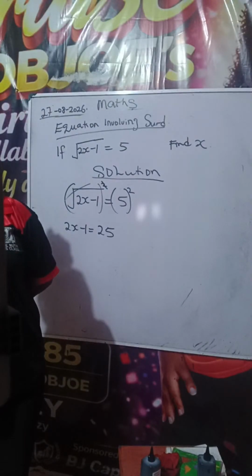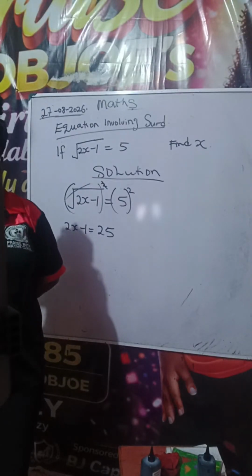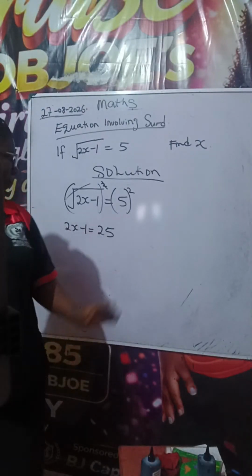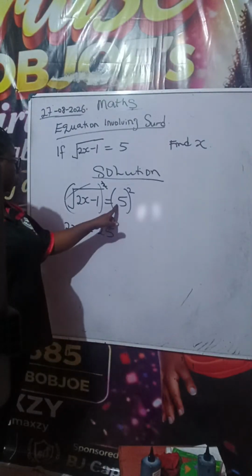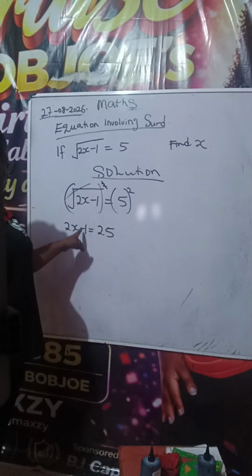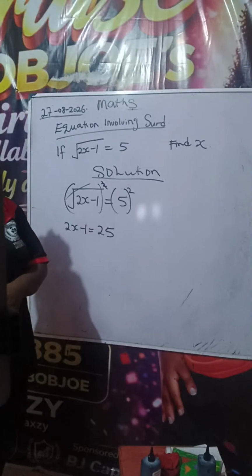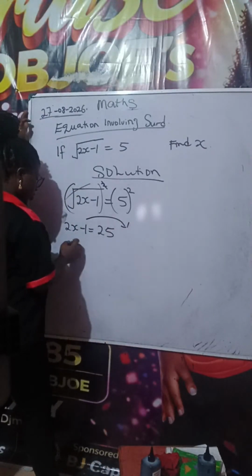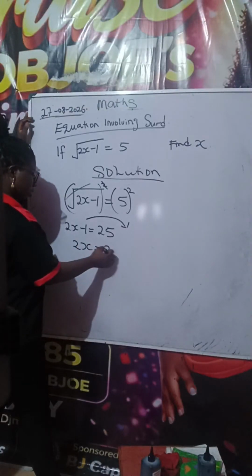Okay, now I can see that you are following. Now all we need to do is look at it. We square this place, we have 25. So next I'll move this one to the right. Okay, and that will be, we have 2x equals 25.